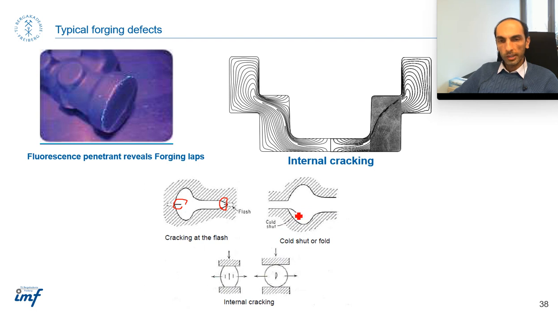Cracking at the flash, as depicted here, and cold shot here. It means that the material is folded somehow. So this is the surface of the material during the deformation. Now it's located inside. We call it cold shot. Then using the metal flow line, you can control this defect and change your design to avoid such a defect. And internal cracking also.